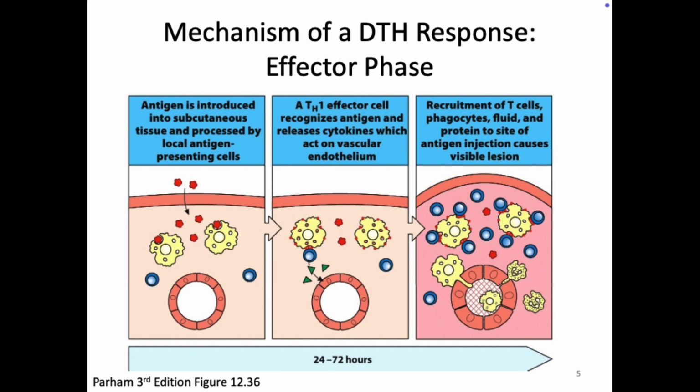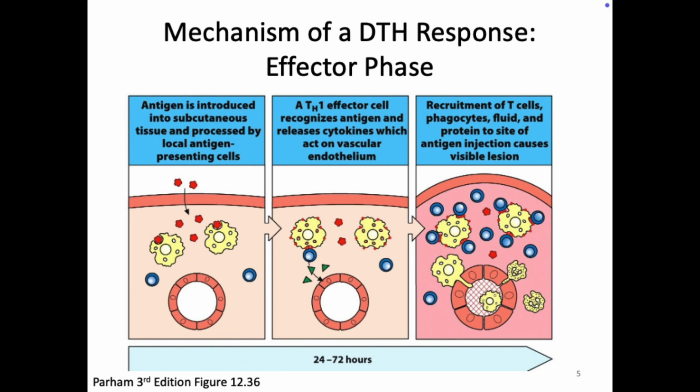There are lots of famous examples of a DTH response. One of many that's out there is the poison oak response. So if you are exposed to poison oak, there is a compound in the poison oak called erythritol that reacts with a self protein, changes it to a new protein, and now it's a foreign antigen.